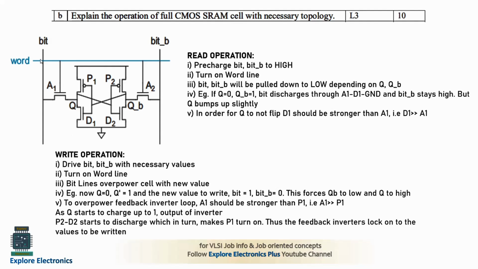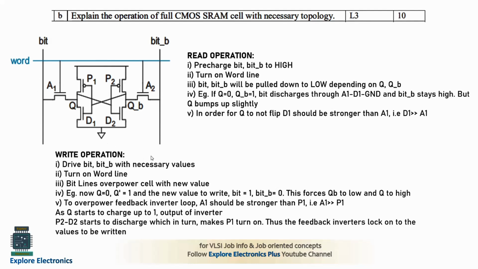There is no discharge path for the bit line since D1 is off. Q will be 1 and the input of this inverter will be 0. The P1 transistor will be on, D1 is off. So there is no discharge path over here. It means bit will stay at the same value, precharged to high. It means we are reading the value 1.